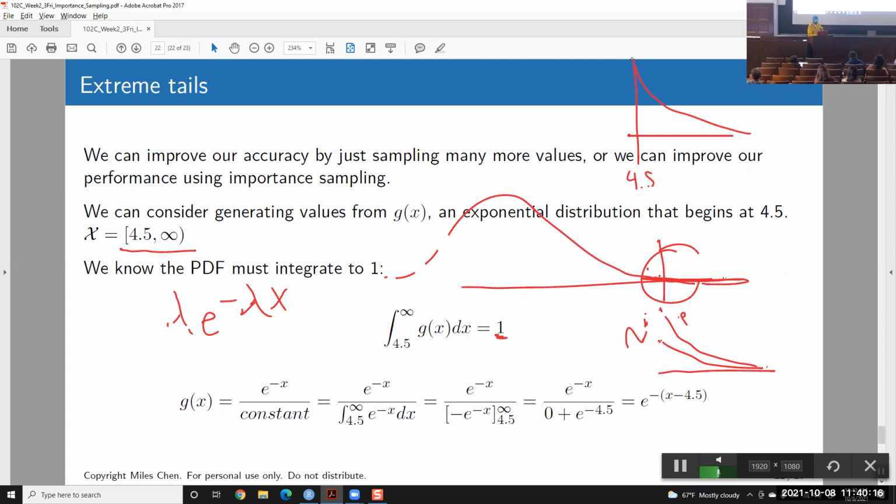So what does this integrate to? Well, e to the negative lambda x becomes negative e to the negative x. We evaluate from infinity to 4.5. When you plug in infinity, you get 0, because e to the negative infinity is 0. And e to the negative 4.5 is this. So effectively, e to the negative x divided by e to the negative 4.5 is going to be e to the negative (x minus 4.5). So this is going to be the PDF that I'm using. That's the PDF, and we're just trying out an exponential distribution that starts at 4.5.